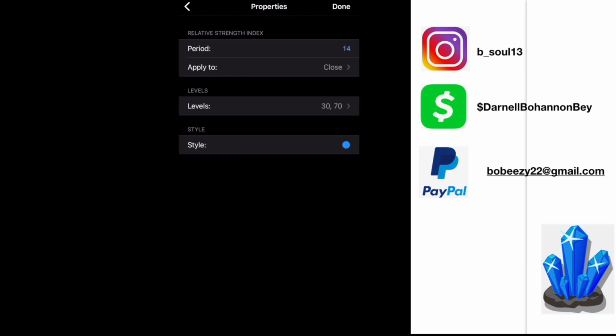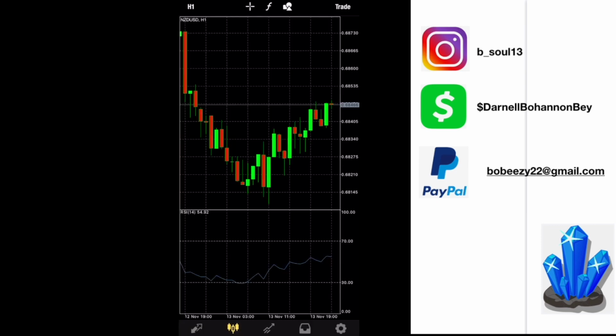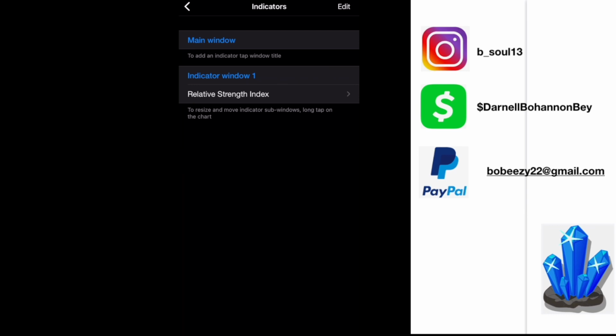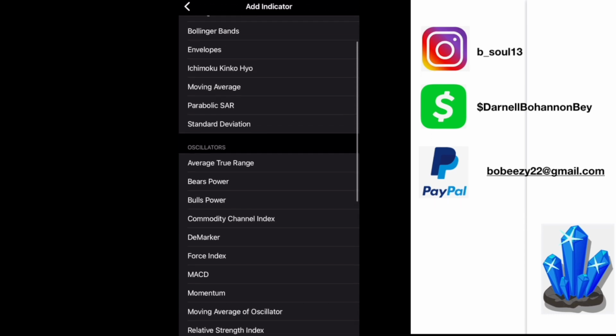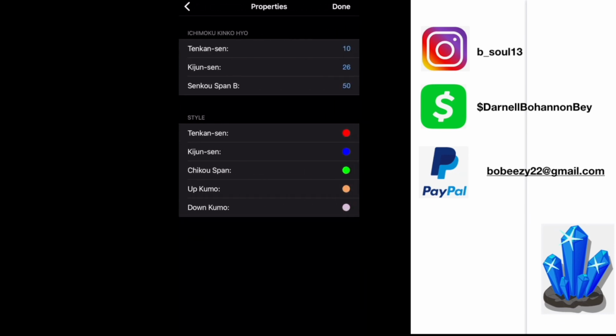So this is just pretty much the price. When it's above 70, that means it's been overbought, and when it's below 30, it's been oversold. So under 30, it's been sold too much, and now the buyers are gonna come in. If it's above 70, then it's been bought too much and the sellers are gonna come in, so it's gonna come back down.